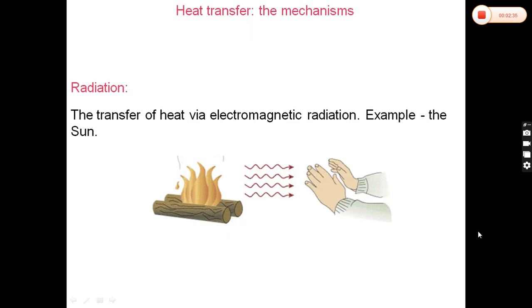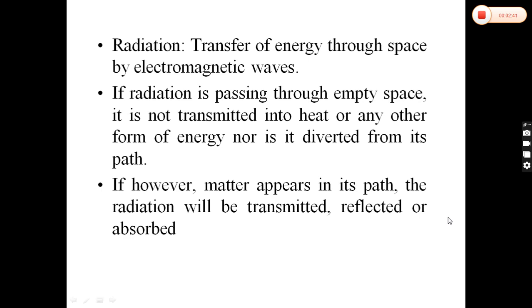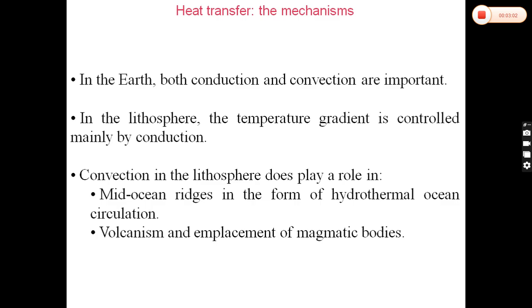Heat transfer, the third mode: radiation. The radiation of heat is electromagnetic wave radiation. Example: the sun. Radiation transfers energy through space by electromagnetic waves. If the radiation passes through empty space, it is not transformed into heat or any other form of energy, nor is it diverted from its path. If, however, matter appears in the path, the radiation will be transmitted, reflected, and absorbed.